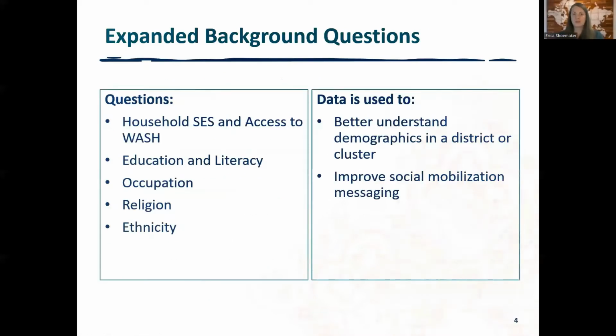Another adaptation that we made from the WHO questionnaire was to expand on the background or demographic questions that we asked participants. We added questions on socioeconomic status and access to WASH into the household questionnaire, and then included questions around education and literacy, occupation, religion, and ethnicity into the individual questionnaire. This gave us a better idea of demographics in the district, or at the cluster level, and allowed for improved social mobilization messaging that could be targeted to address the needs of specific groups of people.